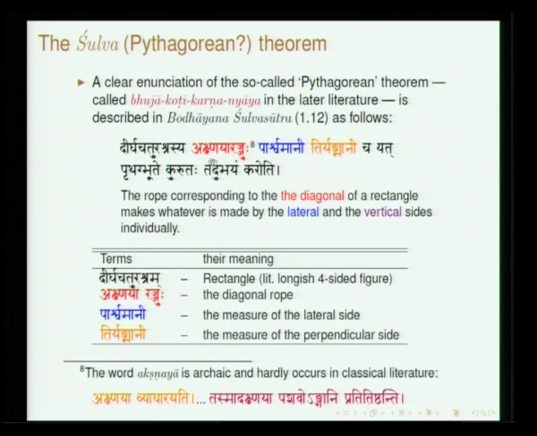Rajju is rope or line. Akshnaya Rajju: the word Akshnaya is not to be found in the classical literature, it can be found in the Vedic literature, and in fact there are various instances in which the word Akshnaya has been used. So this has been defined by the commentators of the Shulvakara also.